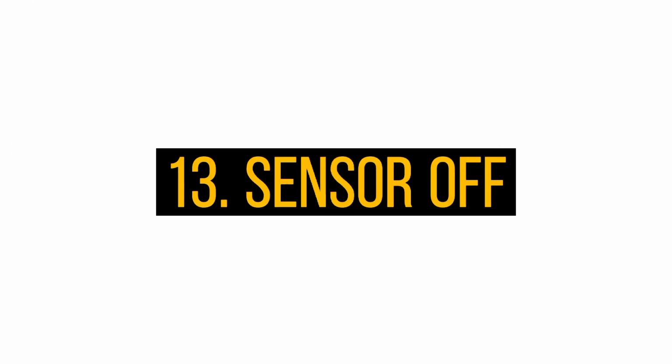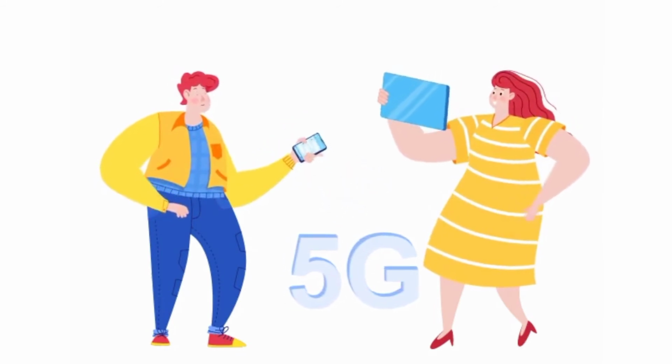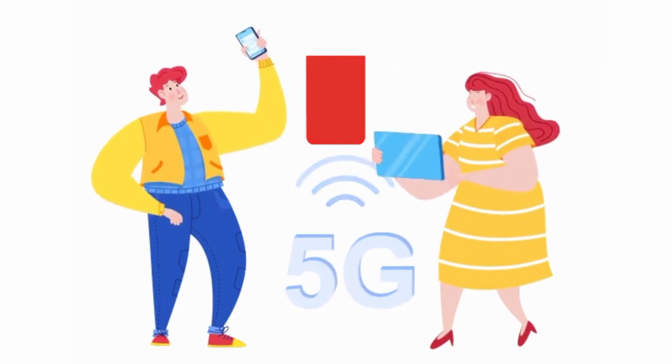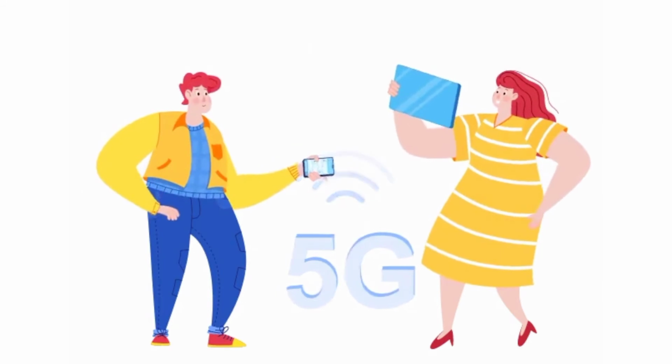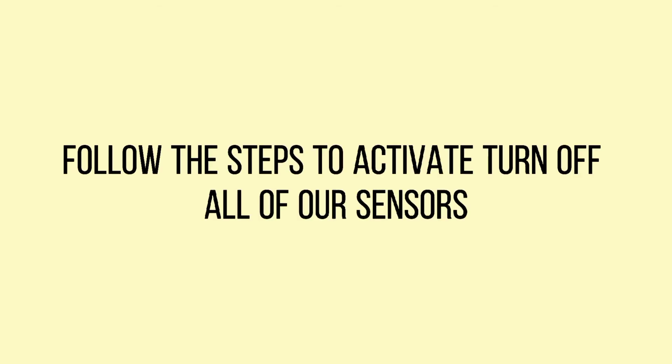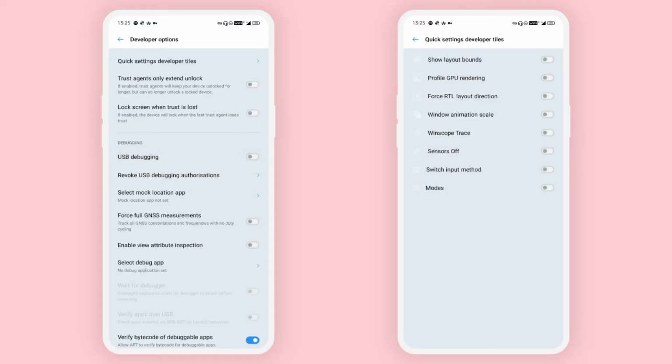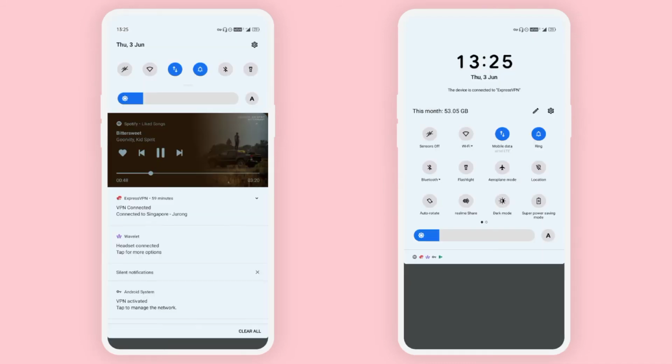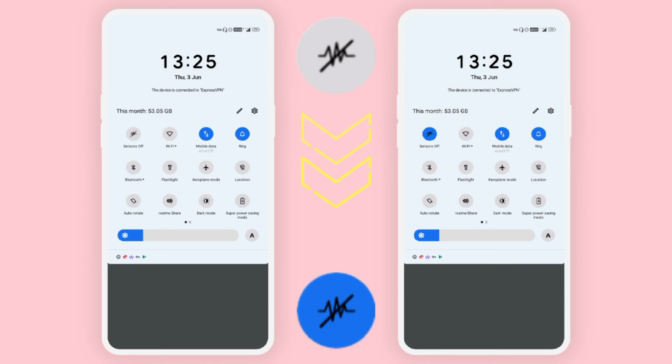13. Sensors off. Sensors consume most of the battery on your phone, because sensors are always active, even when we don't need them. But do you know that we can turn off all of our smartphone sensors? If you want to turn off sensors, then follow the steps. Go to the developer options, then click Quick Settings Developer Tiles. You may see many options, but you only need to enable one, and that is Sensors Off. Now pull down your notification bar and you will see the Sensors Off toggle. Just one click and it will turn off all of the sensors. This way you will save more battery on your phone.